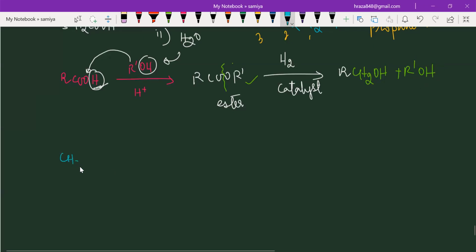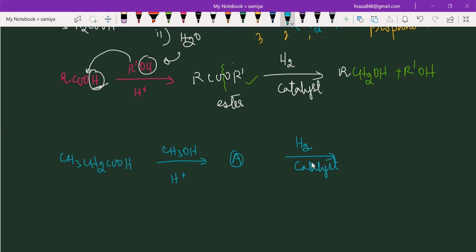So if we have CH3CH2COOH, and you are going to add CH3OH in the presence of acid, you are getting A. Tell me this product. And you are again reacting this A with H2 in the presence of catalyst. Then you are getting B plus C. Tell me the name of this product.